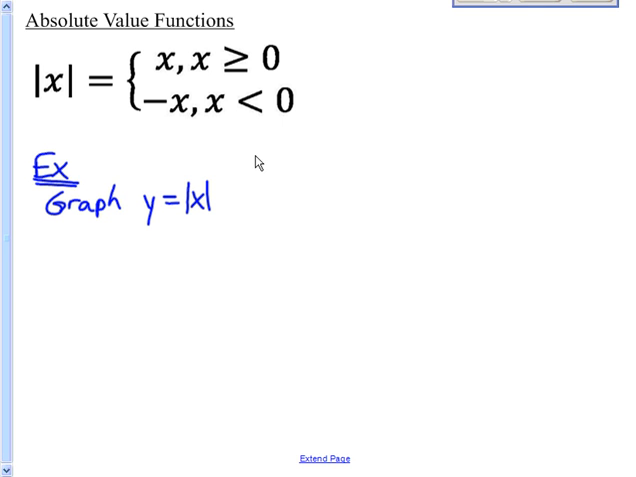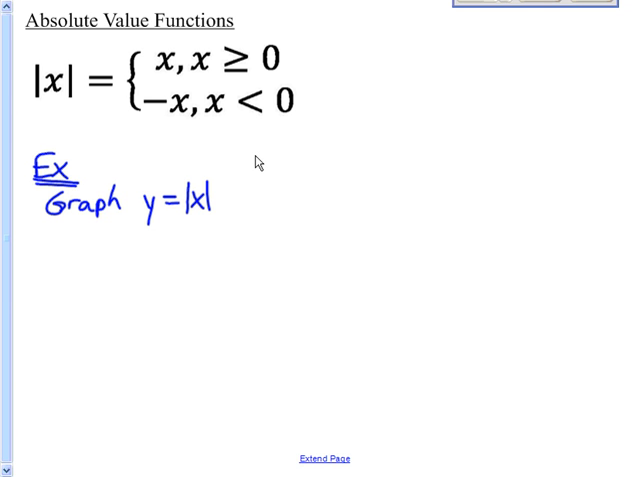We're going to talk about some absolute value functions again. More specifically, we're going to graph some absolute value functions and do some transformations with those, some rigid transformations, okay? So let's look at the old definition you notice there. The absolute value of x is a piecewise defined function. And so what if we were to graph y equals the absolute value of x?